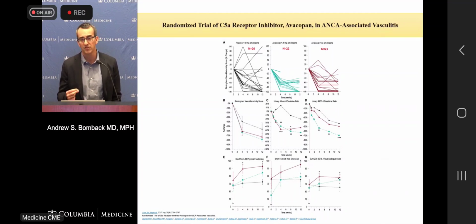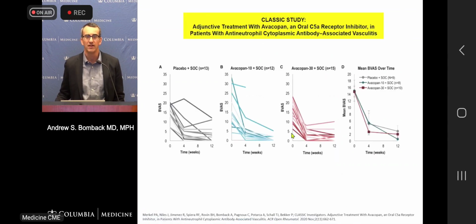All these groups got classic induction therapy with either cyclophosphamide or rituximab. One group got traditional prednisone treatment. One group got avacopan with low dose of prednisone, and one group got avacopan with no prednisone. And what you see very clearly in this study is that the group that got avacopan, whether they got it with a little bit of prednisone or with no prednisone, did as well or better than the prednisone group in terms of efficacy outcomes, but also did significantly better in quality of life.